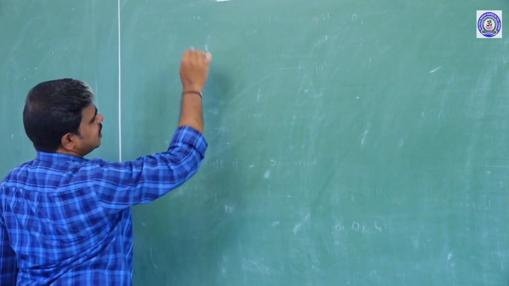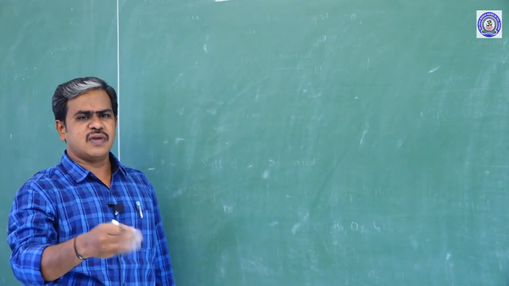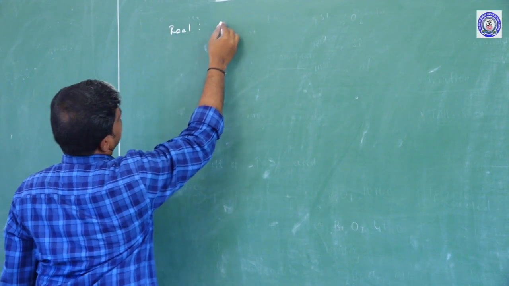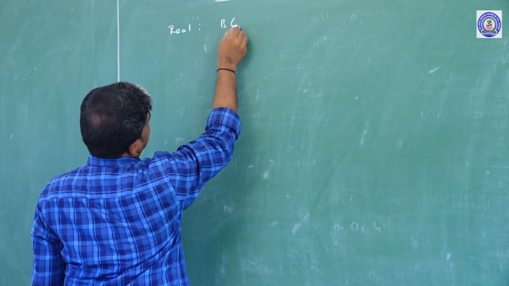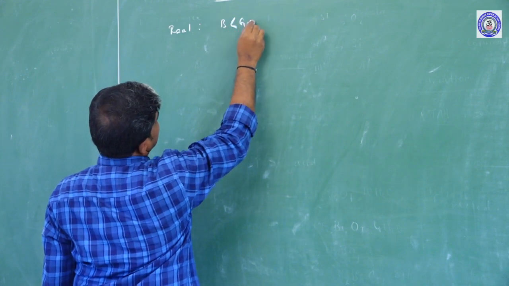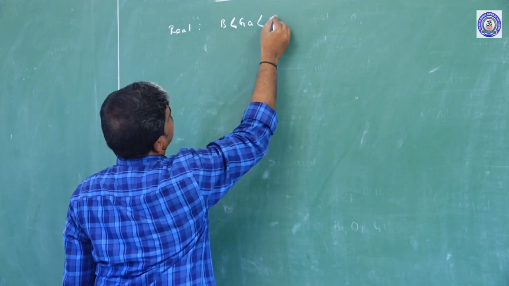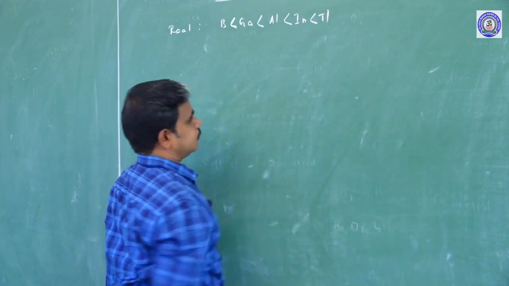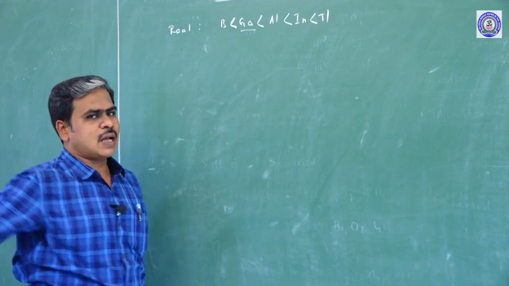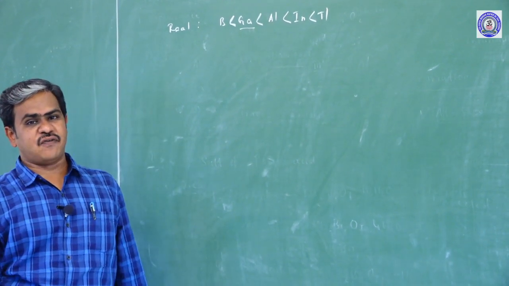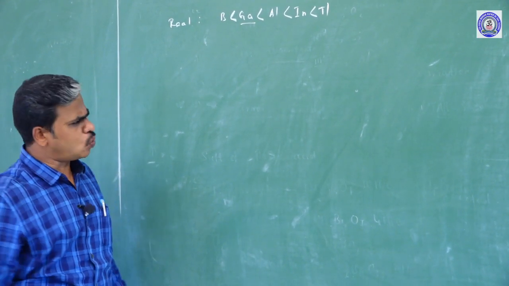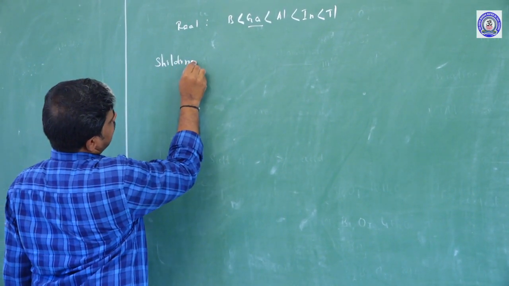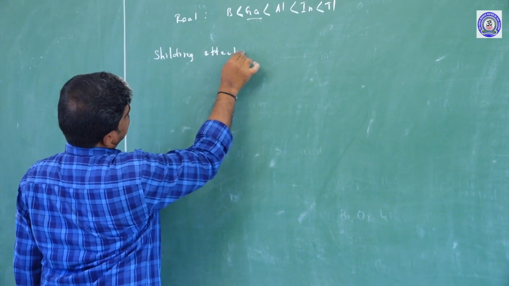So atomic size has a small variation, so the real order of atomic size is boron, and after that gallium, aluminum, indium and thallium. Why is this? Because of the poor shielding effect of d orbital. So what do we mean by shielding effect?